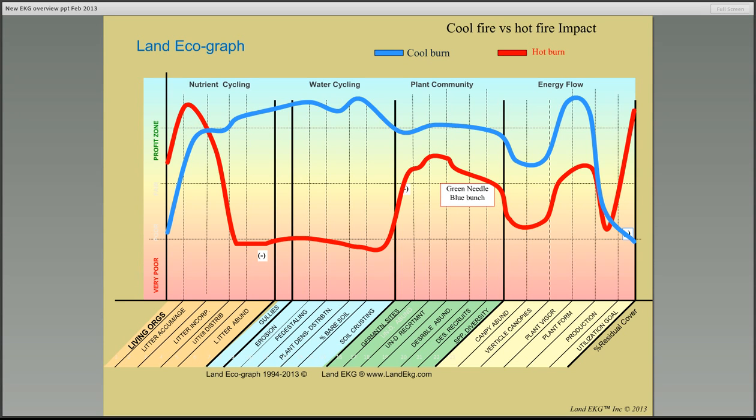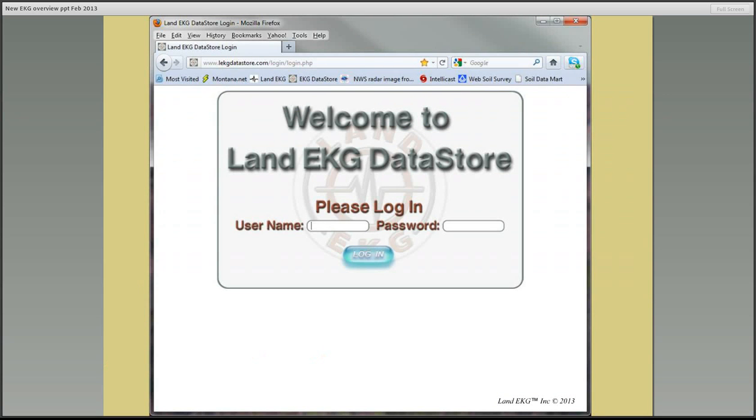However, we will notice that when we're looking at the energy flow, we had some disparity relative to grazing management of how much actually remained at the end of the season. So that's an example of just an ecograph right there.